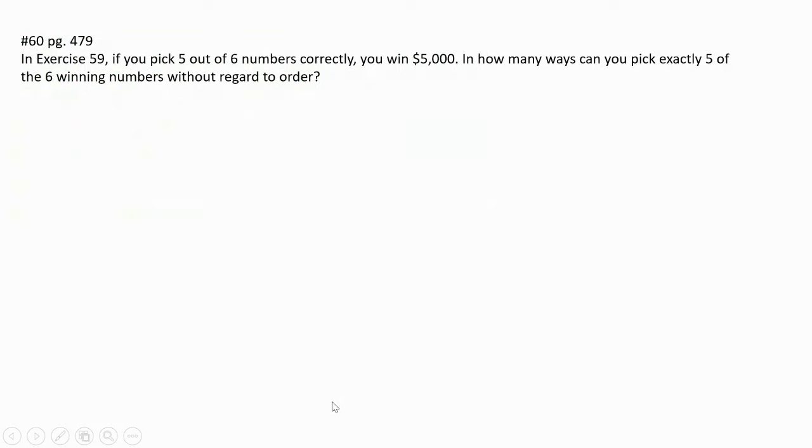Okay, now this is number 60 on page 479. It says in exercise 59, you pick 5 out of 6 numbers correctly, you win $5,000. And how many ways can you pick exactly 5 of the 6 winning numbers without regard to order? Which means I'm going to use a combination. So first of all, 5 out of 6 means 6 combination 5 for this part here, to pick 5 out of 6.